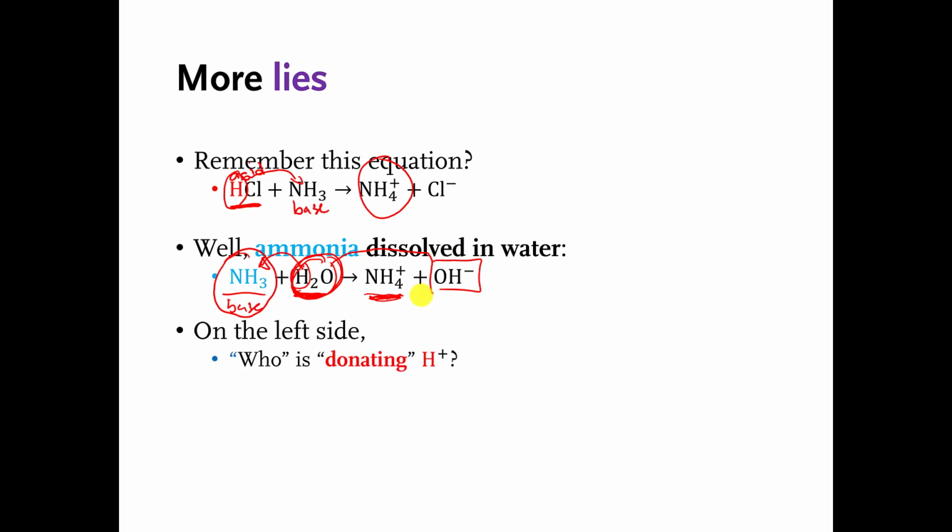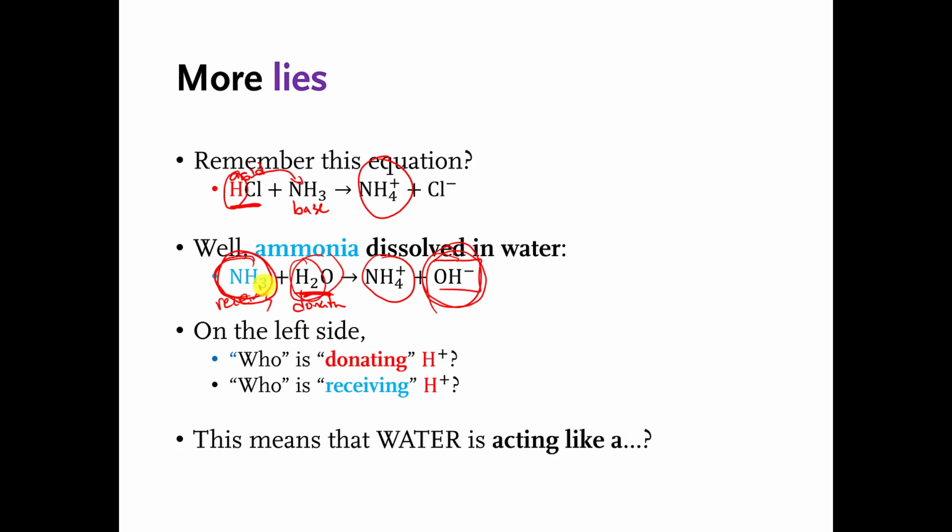So, on the left side of the equation, who is donating H+? Well, the water is doing the donating this time, because it starts with 2 hydrogens on the left side of the equation, ends up with only 1 hydrogen on the right side. Because it started with 2 and ended up with 1, this must be doing the donating. And we already said this one is doing the receiving because it starts with 3 H's, ends up with 4. So this must be doing the receiving. And if that's true, if the water is donating the H plus this time, then under these conditions, the water is acting like an acid.